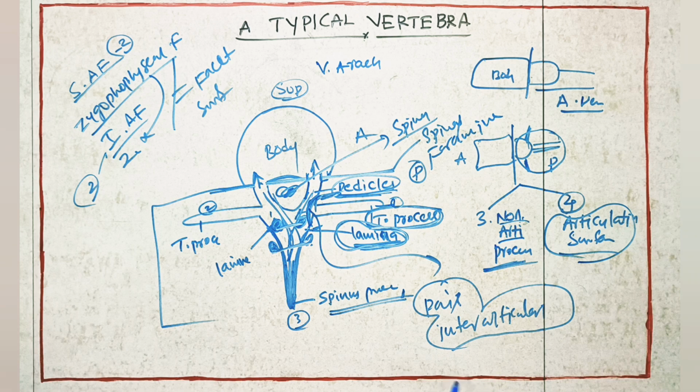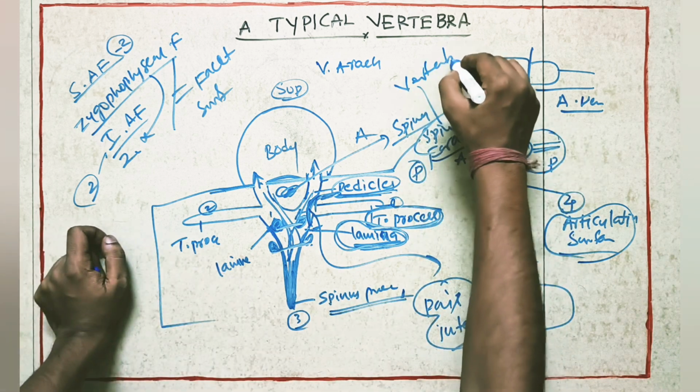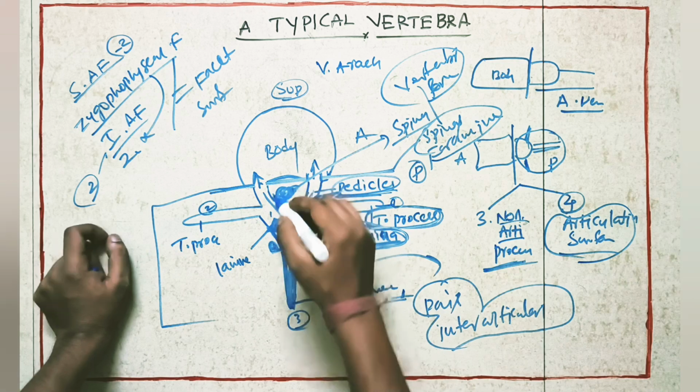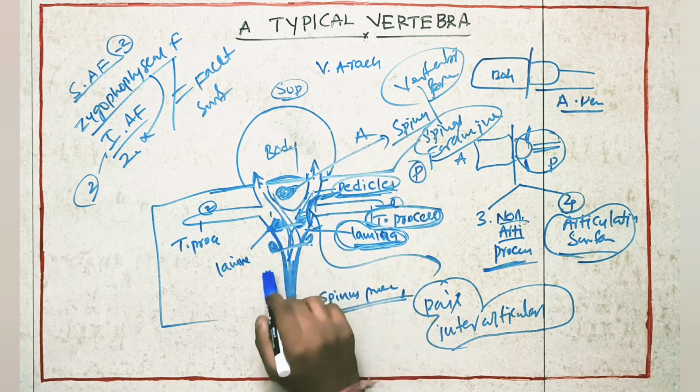So this is about the posterior structure of the vertebra. The spinal foramen is also called the vertebral foramen, for the spinal cord. So this is overall the structure of the vertebra, both anterior and posterior. Clear?